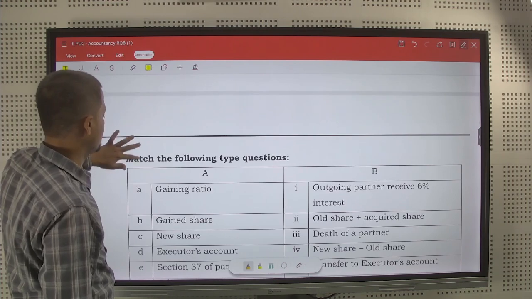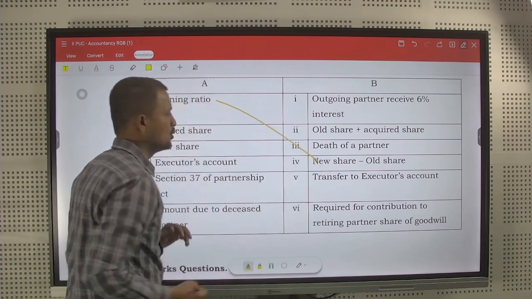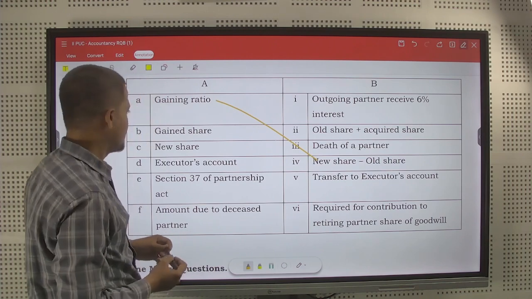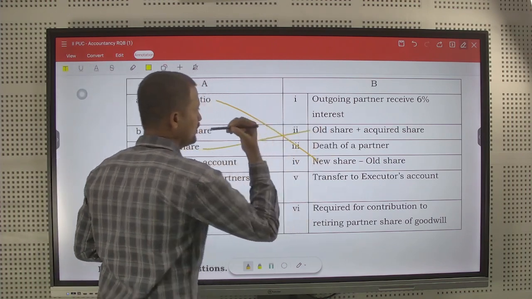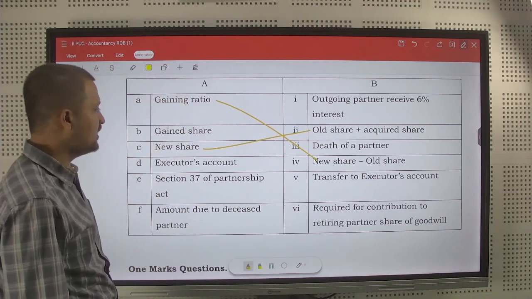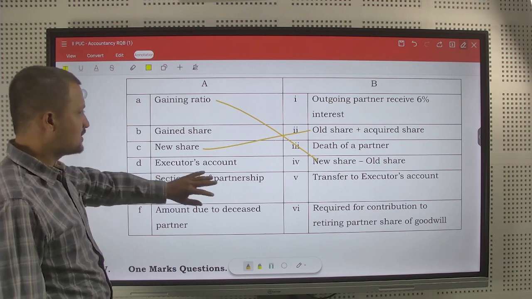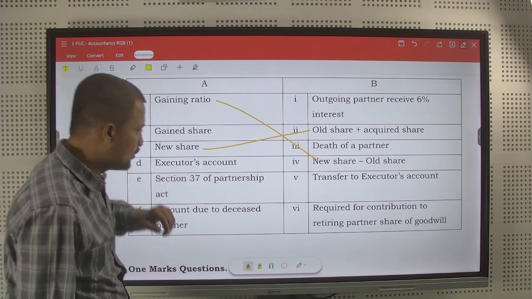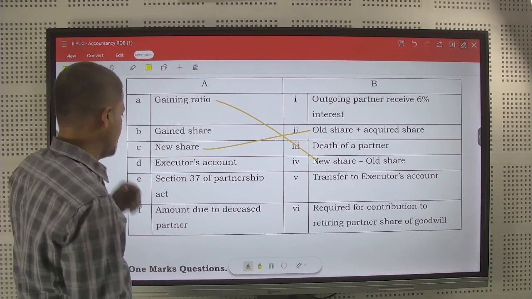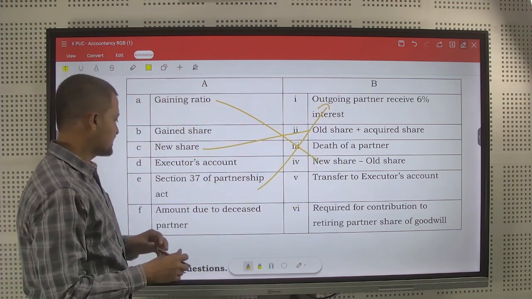Done. Next, match the following. You know that gaining ratio is new minus old, very simple, right? Then next, new share is equal to old share plus acquired share. Then next, section 37 speaks about disposal. It says that the outgoing partner receives 6% interest in case of delay.